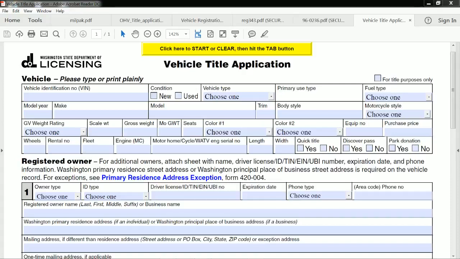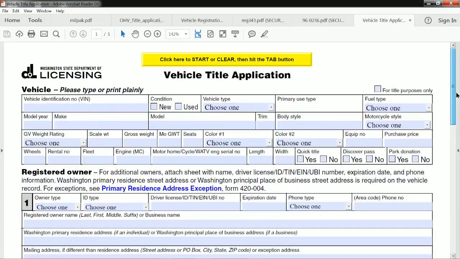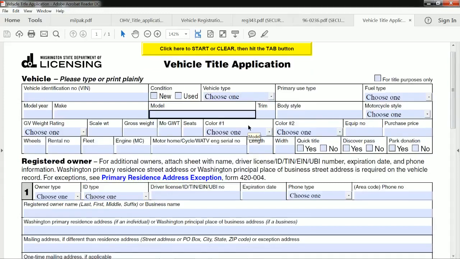So first state we're going to start with is Washington State, because that's where I'm located. That's where I'm domiciling in, Washington State Republic. And so I'll just show you the process that me and my tribe went through in order to get this thing done. So all these forms have the same principle. All right, it's pretty self-explanatory. You go through the basic information about your vehicle or your automobile.